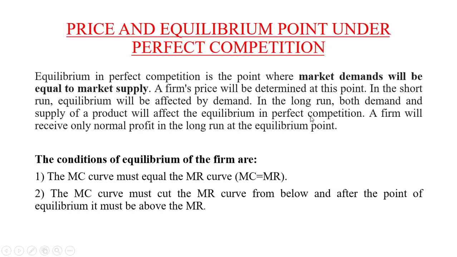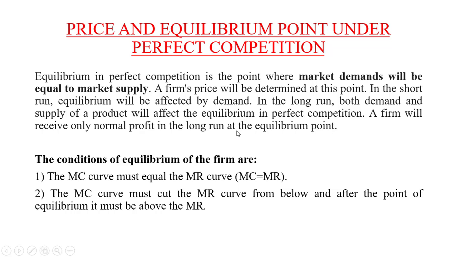That means in the long run, both the inputs, the labor and the capital, can be changed, they are all variables. Then the equilibrium will be a point where both demand and supply come together and meet, and that becomes the equilibrium in perfect competition. So in the short run it is affected only by demand, and in the long run it is affected by demand and supply. A firm will receive only normal profit in the long run at an equilibrium point.